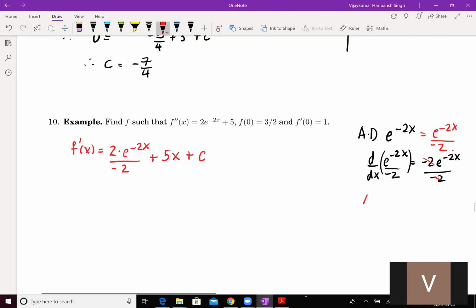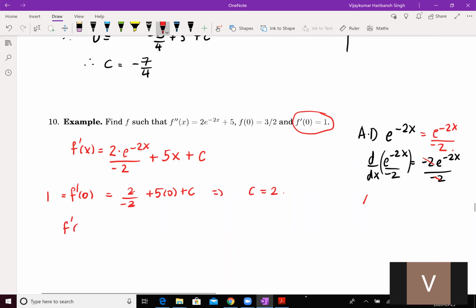Now there are two options. Either we can go ahead and find f by taking the antiderivative again, or we can find this c by substituting the value we have. So we are given f prime of 0. On one hand, it is 1. On the other hand, this will become 2 divided by minus 2 plus 5 times 0 plus c. So this will cancel out and give me minus 1. So c equals 2.